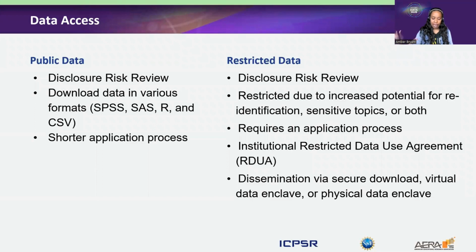PEERS is operated by ICPSR in collaboration with AERA. The data that are made available through the PEERS Data Hub are both public and restricted access, and they undergo a disclosure risk review process that ensures the identity protection of the participants in studies. Publicly available data has less vulnerable information than restricted data, plainly speaking.